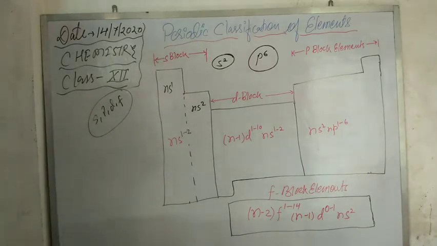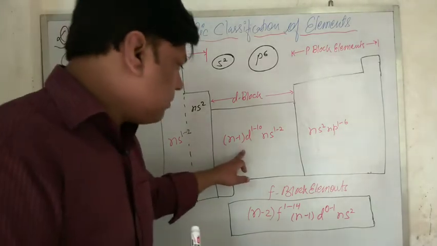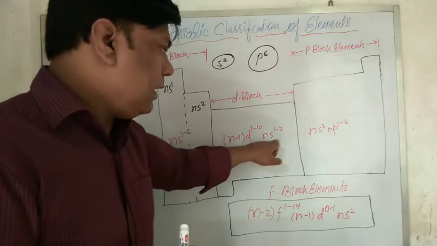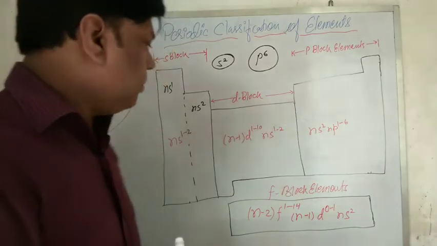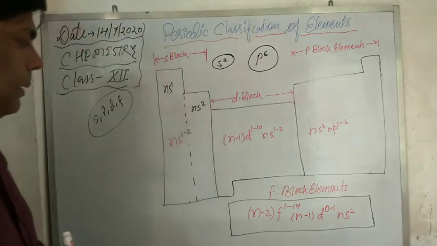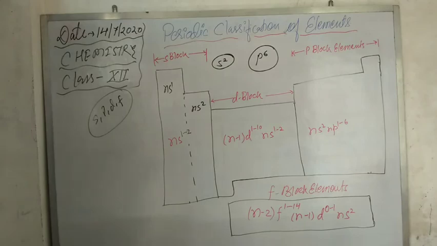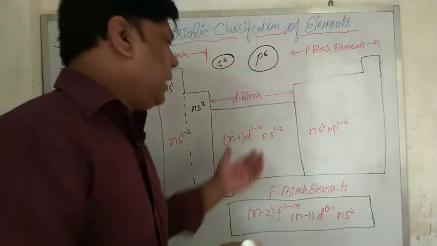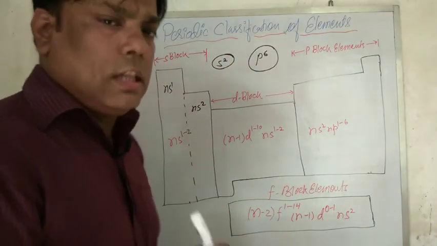What about D block elements? D block elements are those in which the last electron enters the D subshell, and the general configuration of D block elements is (n-1)d1 to 10 ns1 to 2.